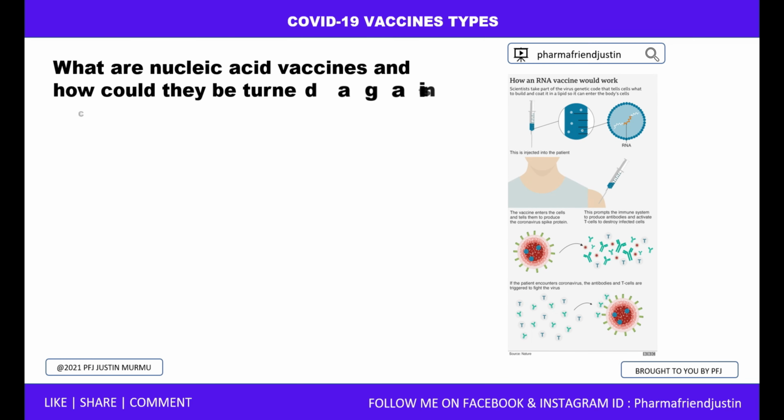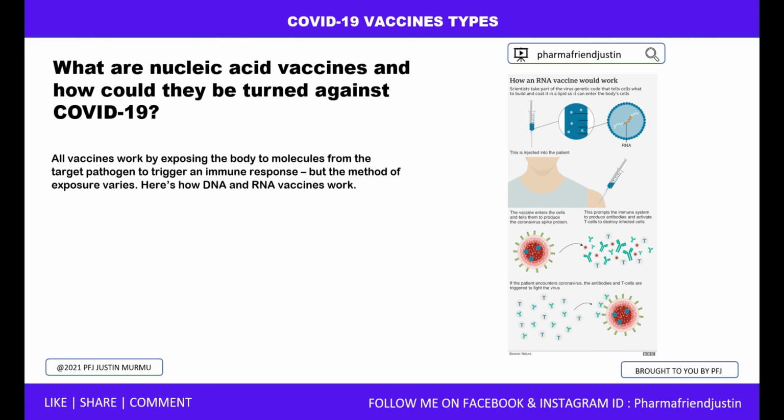What are nucleic acid vaccines and how would they be turned against COVID-19? All vaccines work by exposing the body to molecules from the target pathogen to trigger an immune response, but the method of exposure varies. Here is how DNA and RNA vaccines work.